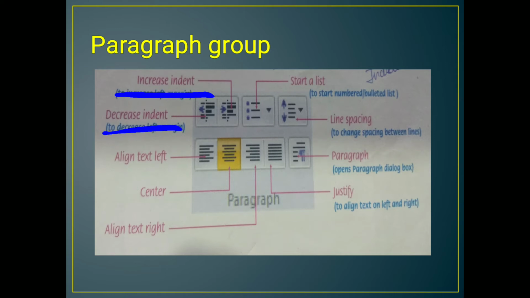The next one is align text left. Here it is, align text left. For left alignment, highlight the text and press Ctrl plus Shift plus L. For center alignment, highlight the text and press Ctrl plus Shift plus E. For right alignment, highlight the text and press Ctrl plus Shift plus R. Highlight the text you want to align. So, align text left, align text right and center are useful to take our paragraph to the left, right or center side.